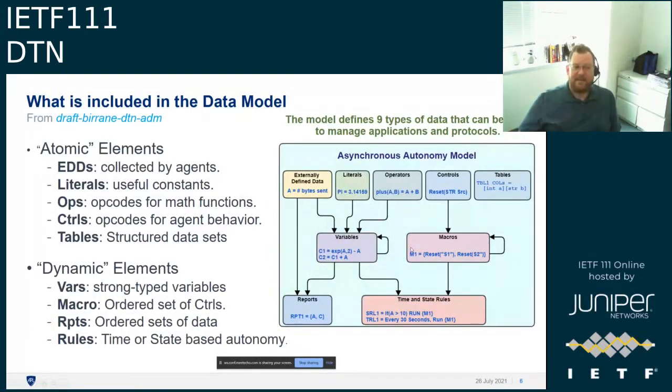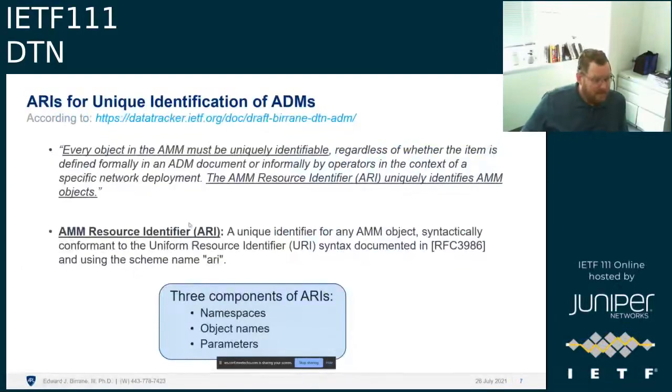Coming back to the concept of DTN, one of the big pieces is that I can't send long strings of data. I should be able to reference a piece within the ADM very clearly, in the shortest way possible, to say I want to change this variable on this particular agent. So I need a way to name and address it. The specs state that every object needs to be uniquely identifiable, and we recommend using the ARI, which follows the URI schema, to name those.